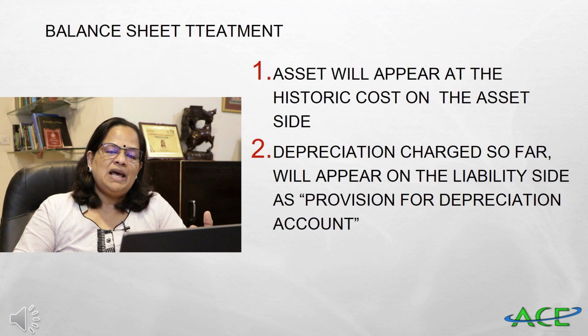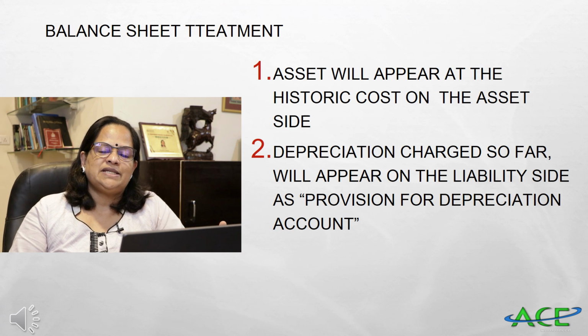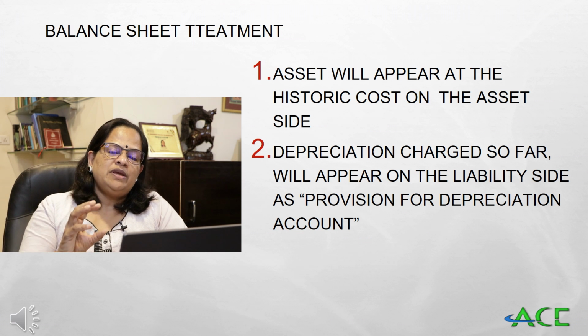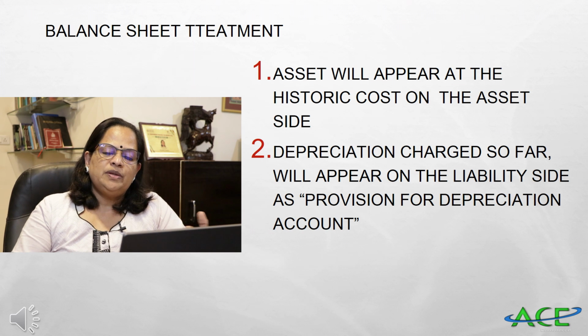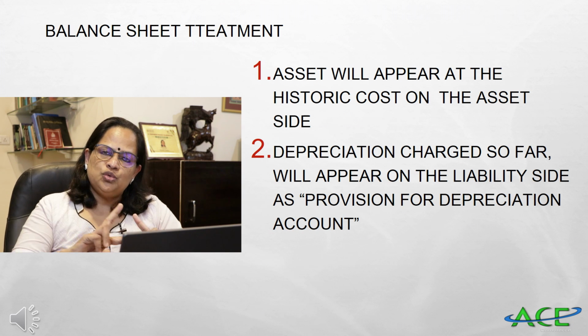Now the balance sheet treatment: the asset will appear at the historic cost on the asset side. This is very important. In the other one, the written down value method, it is not the historic cost. The depreciation charged so far will appear on the liability side as provision for depreciation account. So two treatments are there.